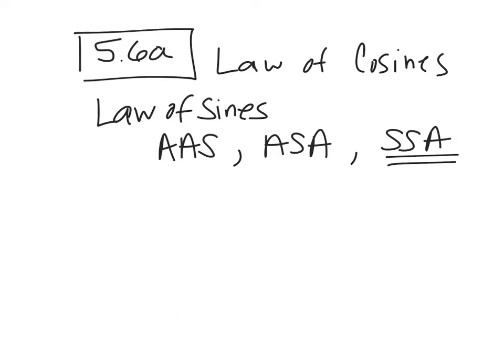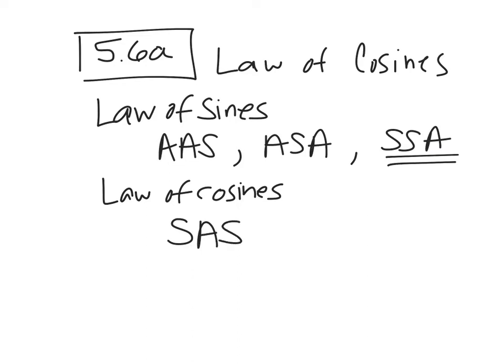So, when do we use law of cosines? Well, law of cosines is going to be used when you have side, angle, side. So two sides and the angle between them. And also for ones that are side, side, side. No angles. Okay, we can't use law of sines there because we need an angle. We need a ratio.